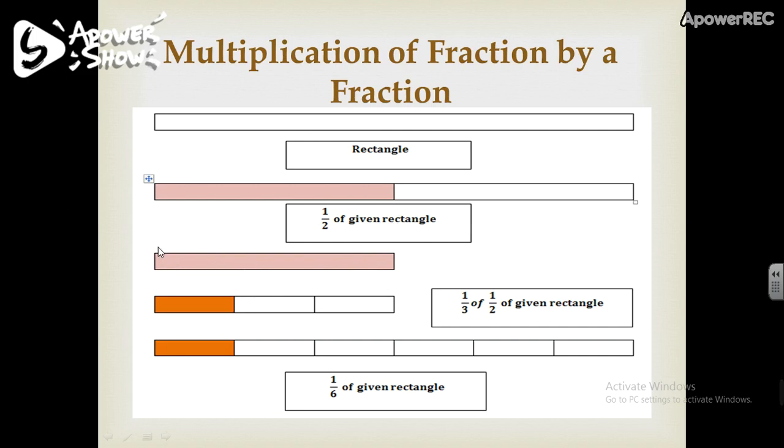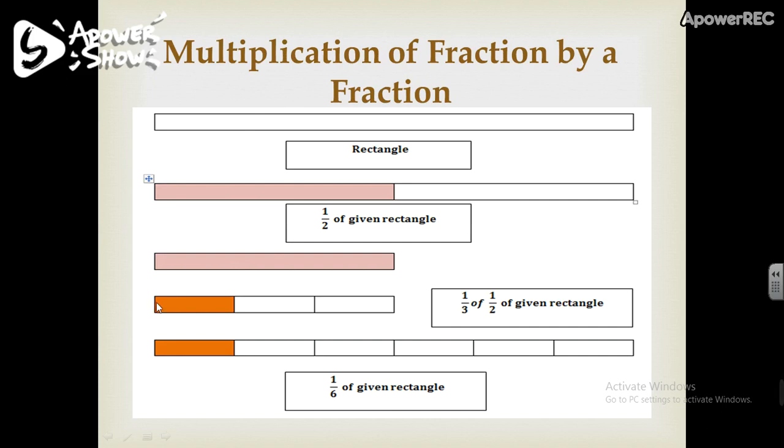Now I am dividing this rectangle in three equal parts. So here I am dividing this rectangle in three equal parts and taking one part out of the three parts. So this shaded portion represents 1/3 of this rectangle. I am repeating, this shaded portion represents 1/3 of this rectangle and this rectangle represents 1/2 of this bigger rectangle.